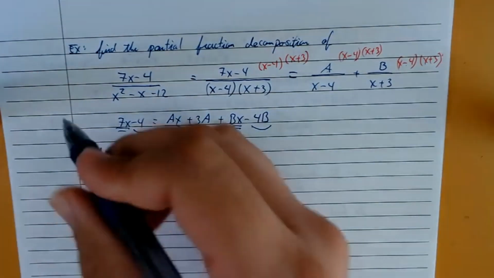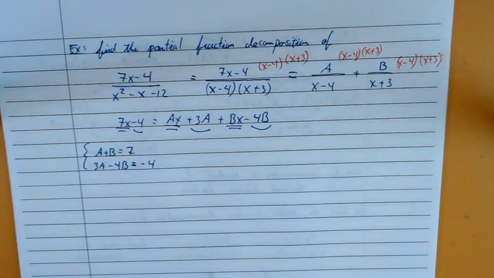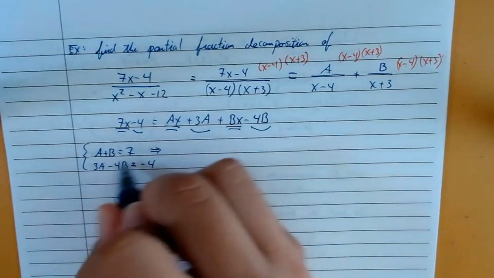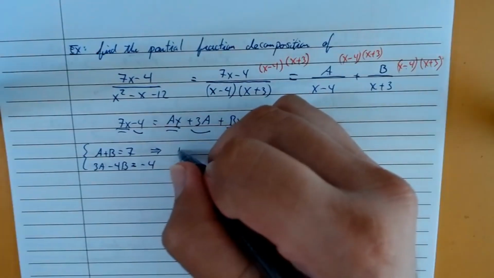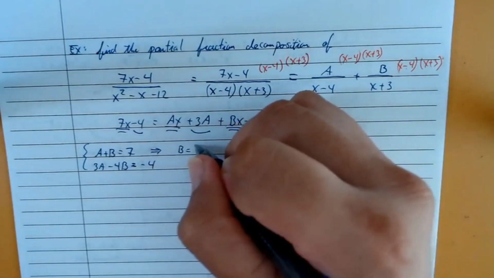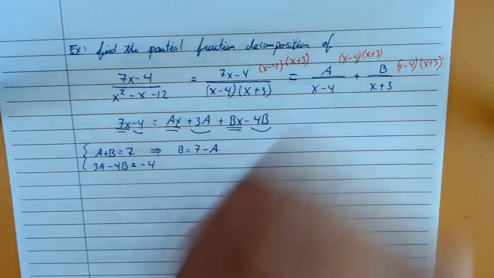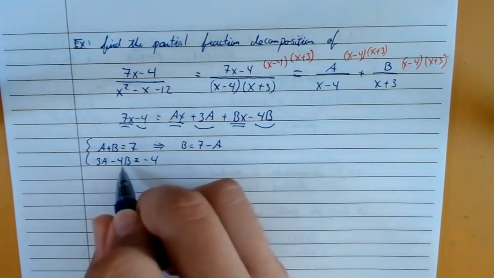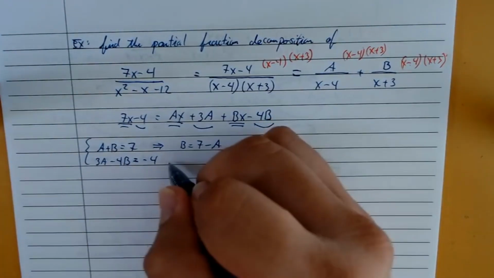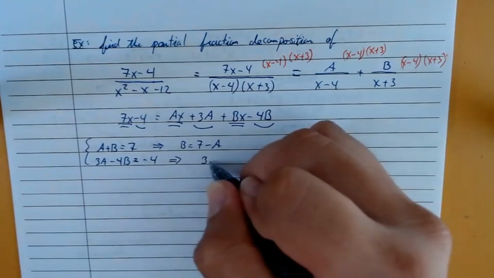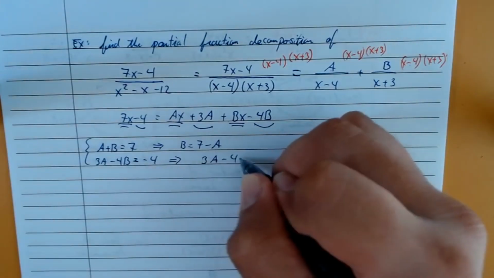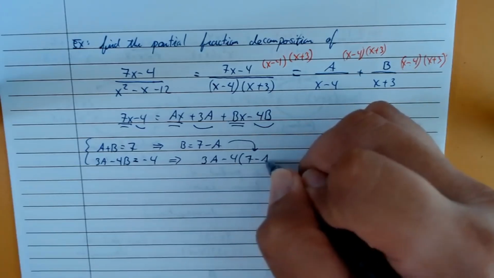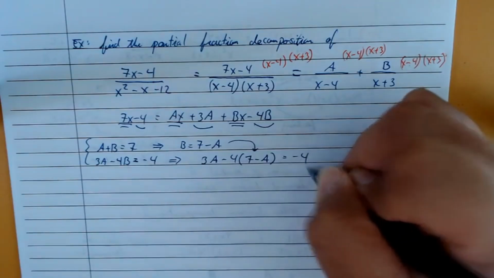And with this system, we can now find our a and our b. Here, I can solve for one of my variables. I'm going to solve for b. That's just a personal choice. I usually solve for b. You can solve for a. Doesn't make any difference. And now that we know what b is, we can take that and plug it in right here. So that's going to give us 3a - 4 times the b we just found, which is 7 - a, is equal to -4.